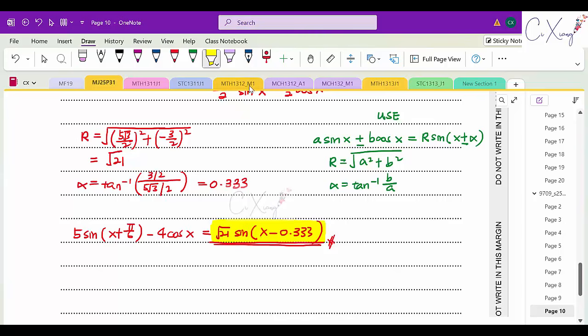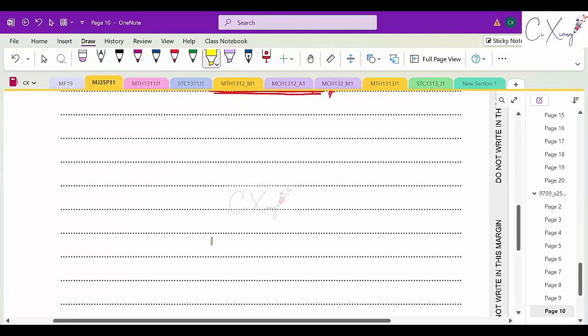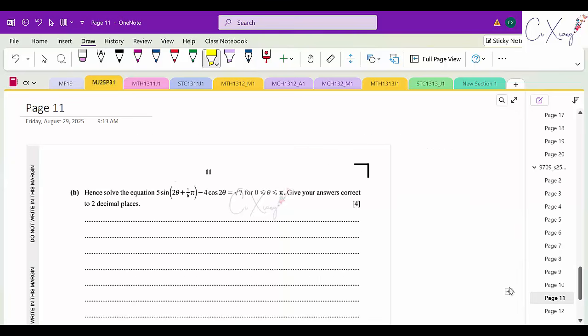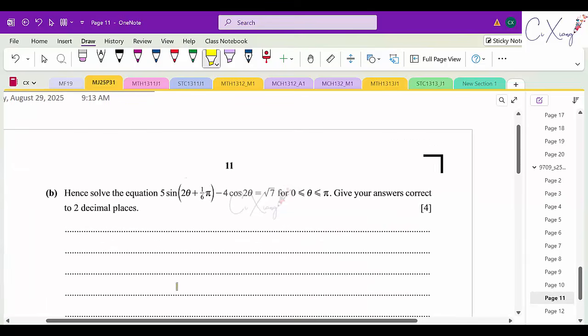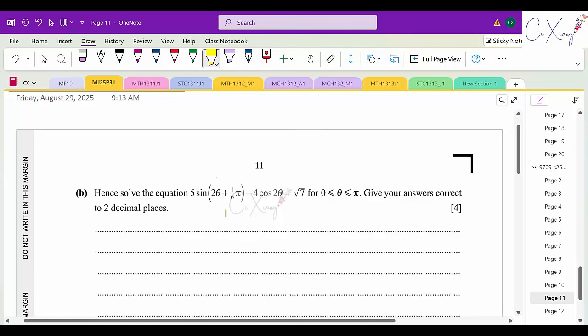Okay, this is what we have for part A. Then let's continue to part B. Alright, so for part B, they want us to solve this equation and you let it equal to square root 7. If you have a look at the expression just now, right, we are having this 5 sine x plus pi over 6 minus 4 cos x. That means we are changing x into 2 theta.